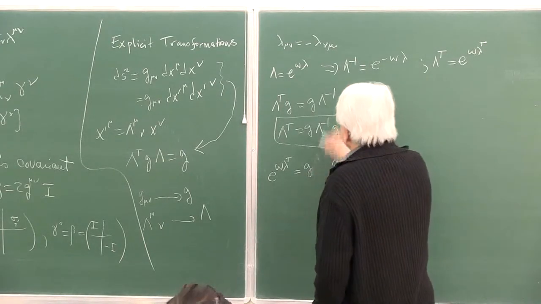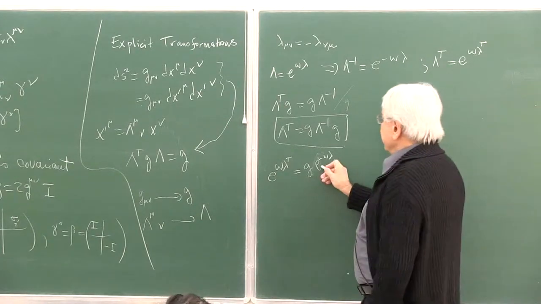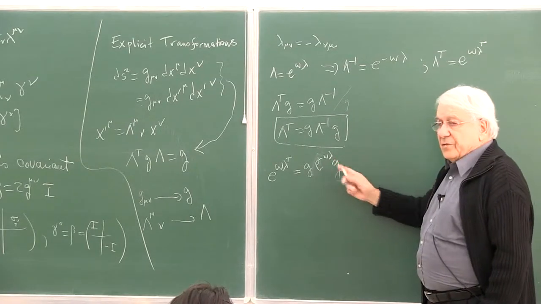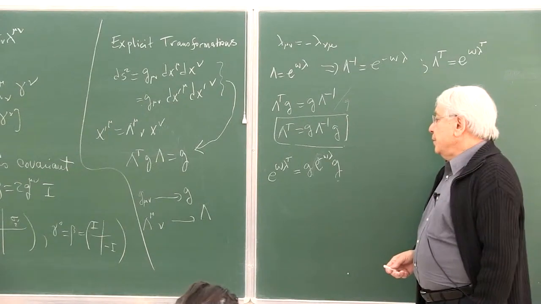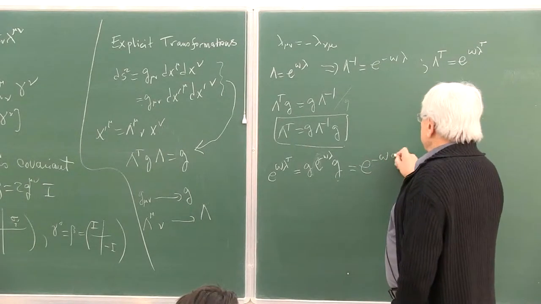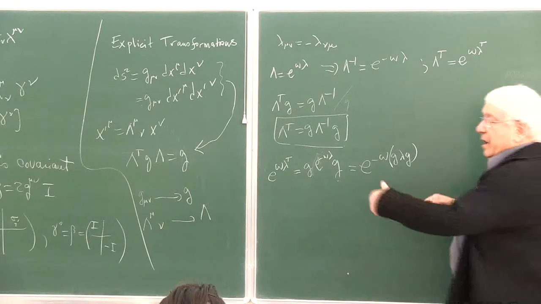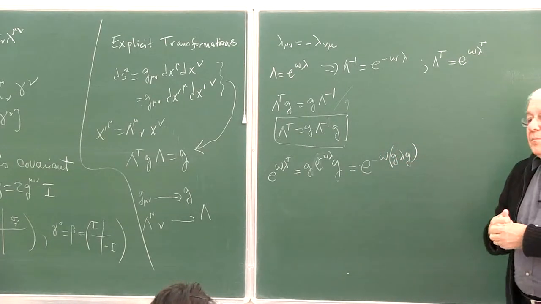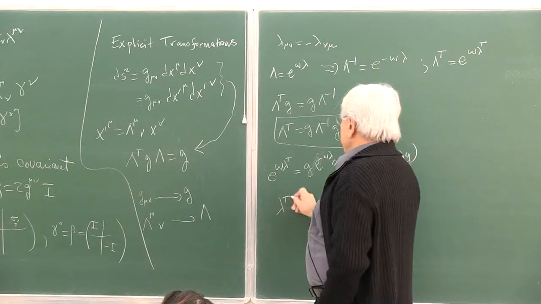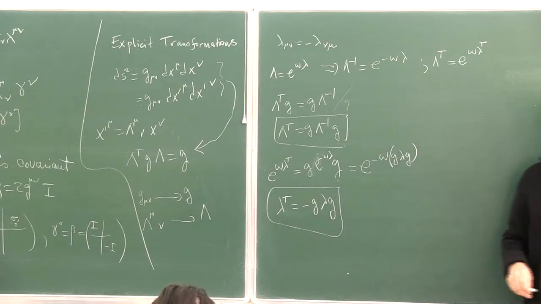Well, perhaps let's put the actual expression, although it's a trivial step, let's put it there. How do I work this out? Again, you expand this into infinite power series expansion. There's 1 minus omega lambda, etc., and plus the square omega squared over 2 times g lambda squared g. Then you exponentiate. You expand, multiply each term from left and right by g, and then resum. Obviously, it is the g lambda g which raised up. Then you equate both sides. What do you get? Lambda transpose is equal to minus g lambda g. Nice, isn't it?